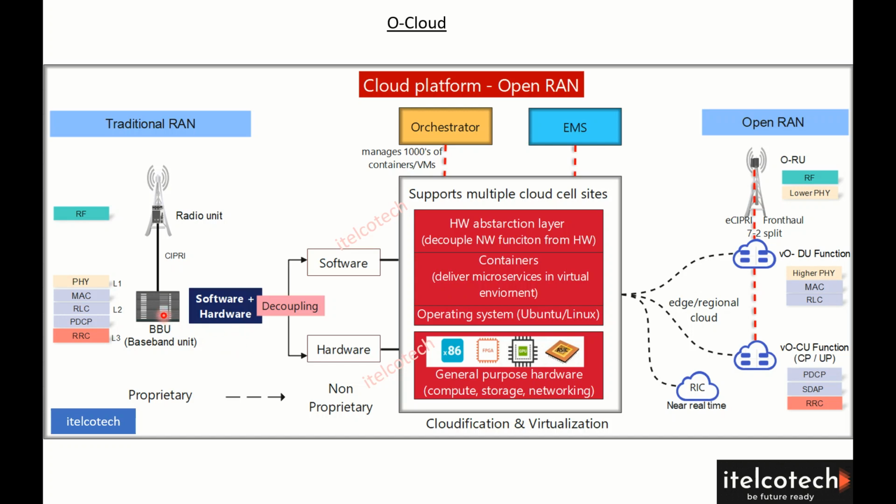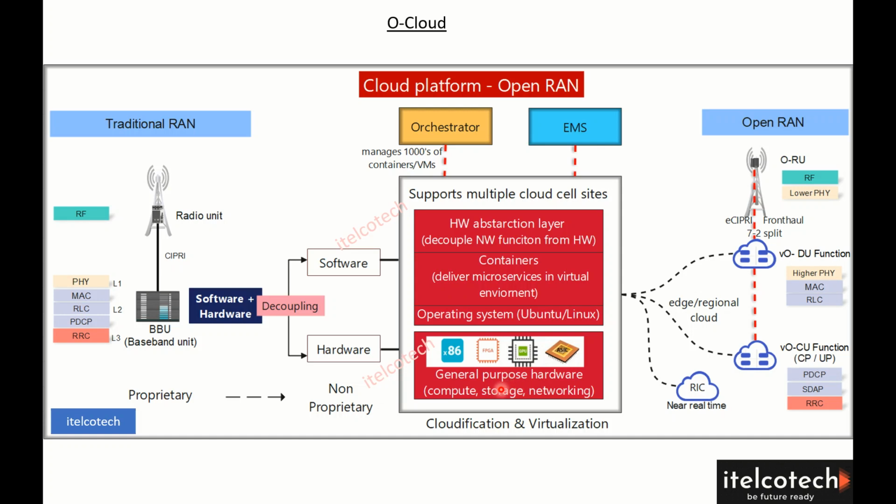Now, the software and hardware in a traditional RAN, we have learned, are coupled together. But as we are moving towards cloudification, the first part is to make sure that there is a decoupling of the software and hardware, and that is achieved by virtualization. So inside this box, we can see there is general purpose hardware which doesn't belong to any individual. It's basically not proprietary, so we can have a non-proprietary ecosystem here.